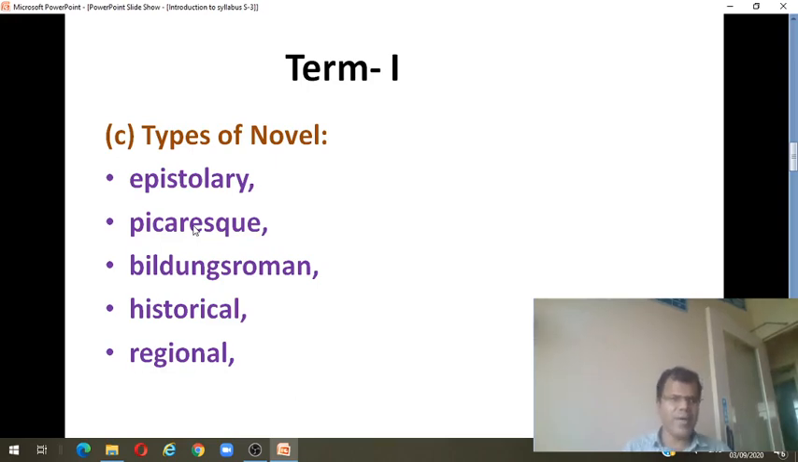A very famous example of epistolary novel is Pamela by Mr. Samuel Richardson. Then there is Picaresque novel. Picaresque novel is related with the adventures of a person. Then there is Bildungsroman novel. Bildungsroman is a German word. The Bildungsroman novel is the novel of formation or the novel of character. An education of the novelist takes place here.